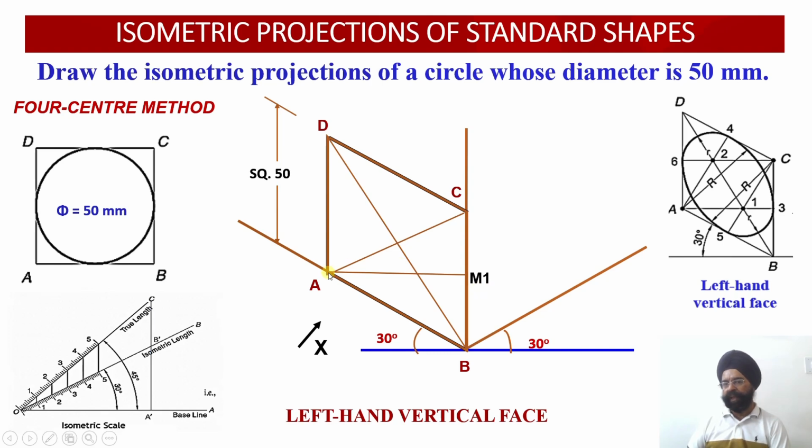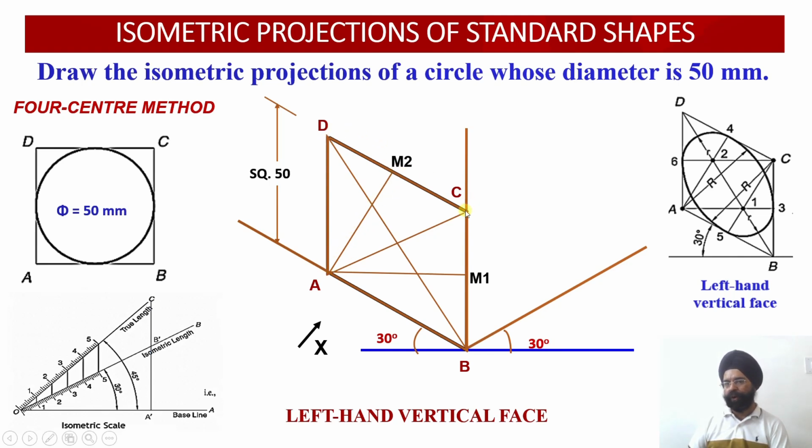Similarly, from here I am going to join the midpoint of this side CD, and this point which will be obtained will be called M2. So from this shorter diagonal, one corner I have picked up, corner A. From the point A, I have joined the midpoint of BC. Similarly, from the corner A, I have joined the midpoint of CD.